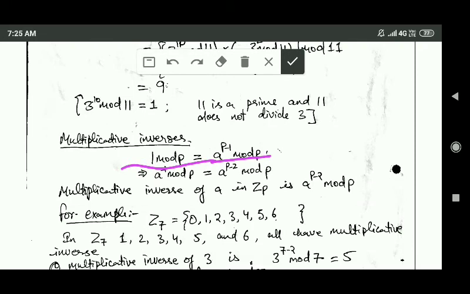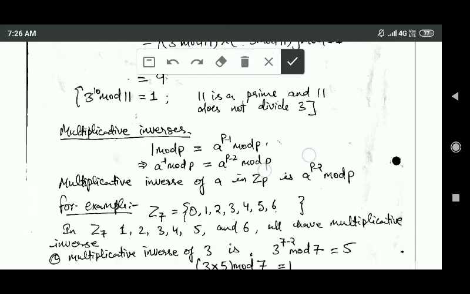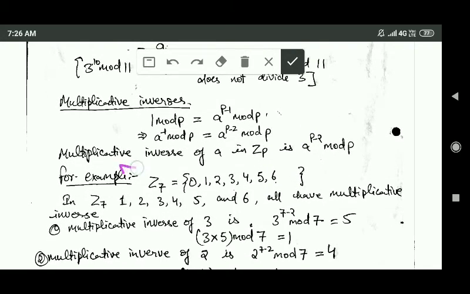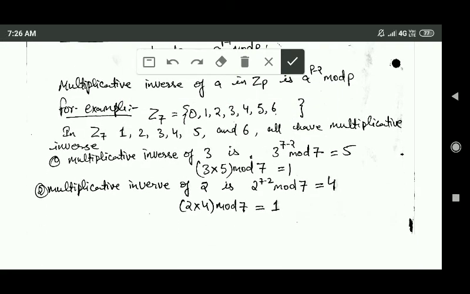If p is prime and p does not divide integer a, then 1 mod p is equal to a raised to power p minus 1 mod p according to Fermat's theorem. So this equation is true, and therefore this equation will also be true, because if we multiply a to both sides, we get this equation. So a inverse mod p is equal to a raised to power p minus 2 mod p. According to this equation, the multiplicative inverse of a in Zp is a raised to power p minus 2 mod p. So let us see an example.